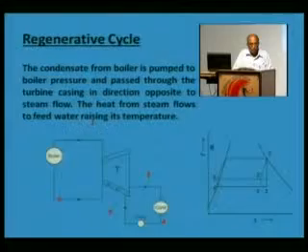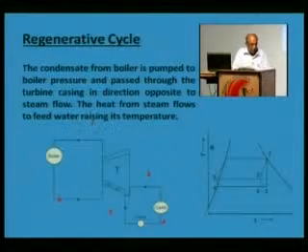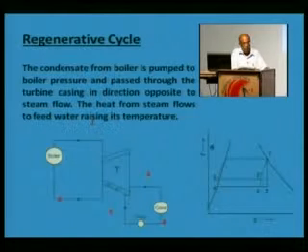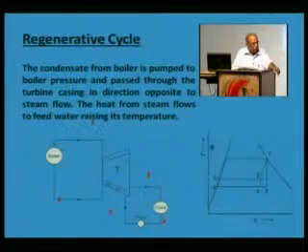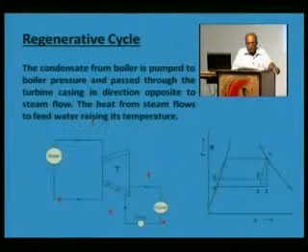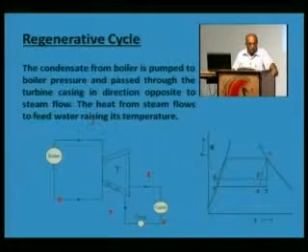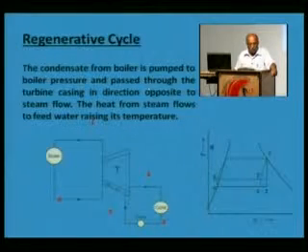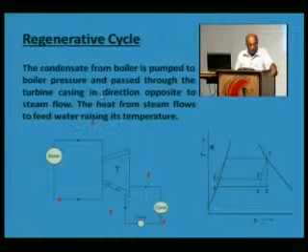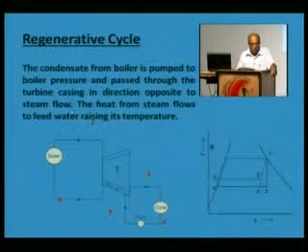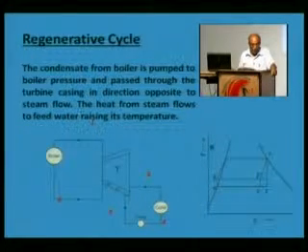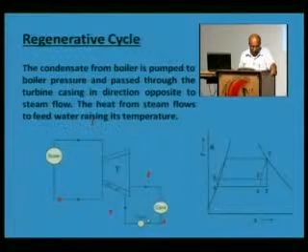Another method of improving the efficiency is the regenerative cycle. In a regenerative cycle, the heat losses are again reduced. A regenerative cycle has been shown here. The condensate from the condenser is pumped to the boiler pressure, and then this is passed through the turbine casing in the direction opposite to the steam flow, as shown here. Here this is the condenser pump.